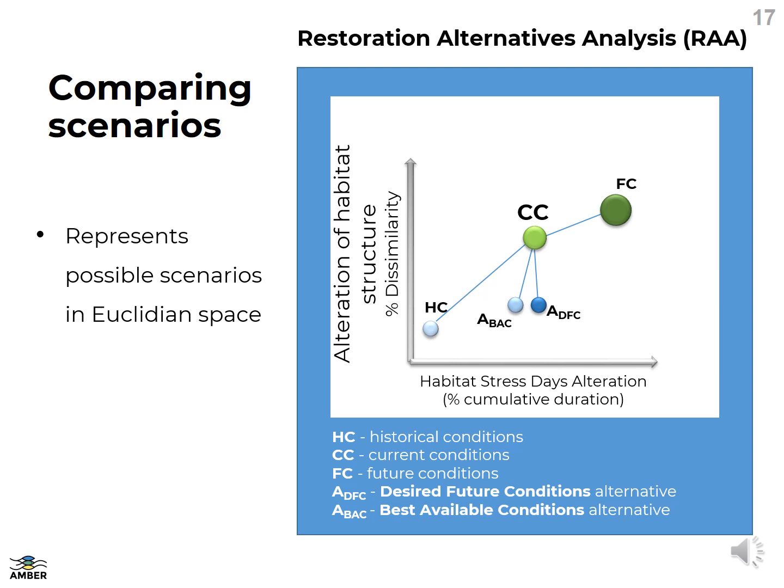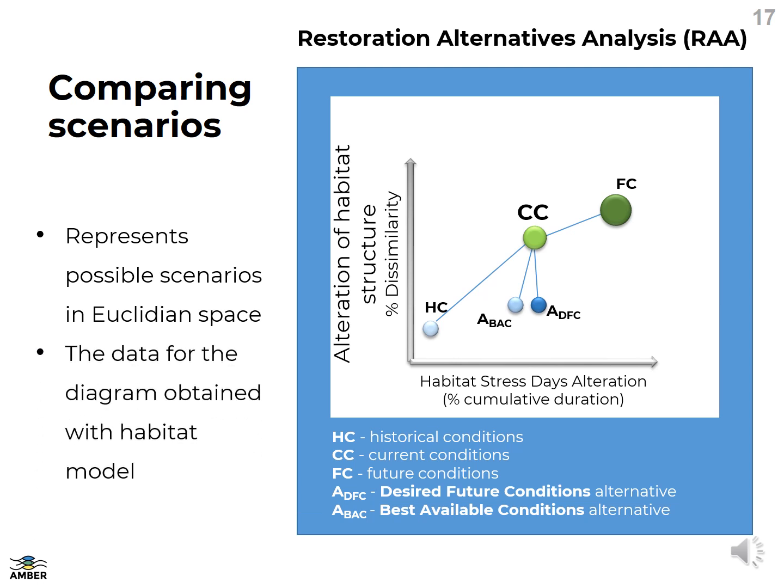The axes of this diagram are coming from habitat models. The y-axis describes the habitat structure with the similarity index. The habitat stress state alteration describes change between scenarios in temporary habitat deficit. The size of the bubble describes the amount of habitat that is missing and not being suitable at a particular scenario.